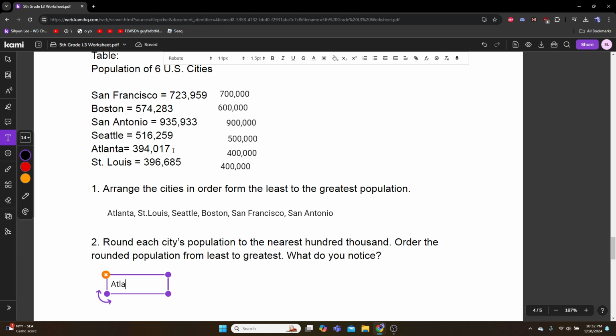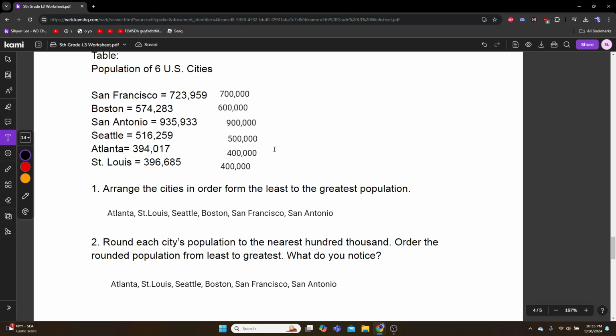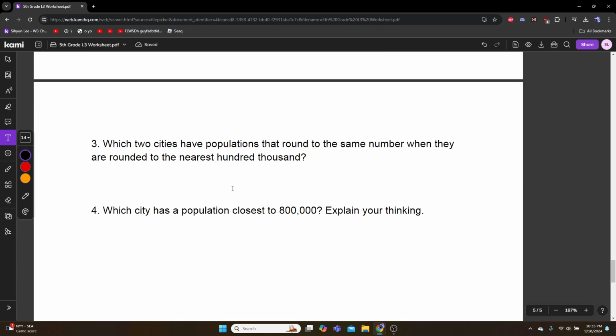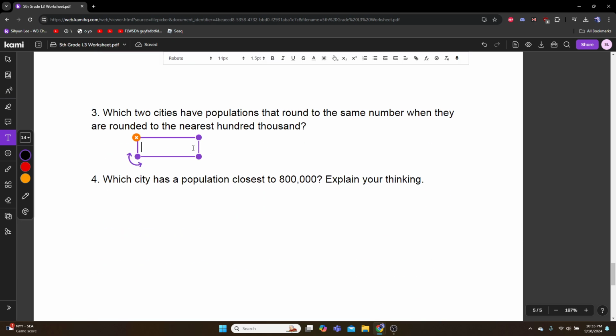Now we know that Atlanta and St. Louis are the same, so we'll just keep it in the same order for now. And then it's Seattle, and then Boston, San Francisco, and San Antonio. So what do you notice? We should notice that the order is the exact same, except that Atlanta and St. Louis had a small change, so it didn't look really as much of a change. And then which two cities have populations that round to the same number when they are rounded to the nearest 100,000? Atlanta and St. Louis both round to 400,000.